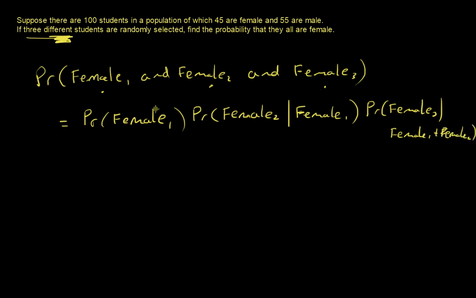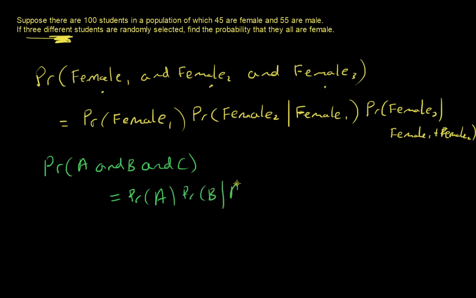So this is an extension to the multiplication rule for dependent events. Remember, for the multiplication rule, if you have A and B and C, this will be the probability of getting A, times the probability of getting B, given that A already occurred, times the probability of getting C, given that A and B already occurred. So we're doing the same thing. A is the first female, B is the second female, and C is the third female. All right, so now let's calculate this probability.